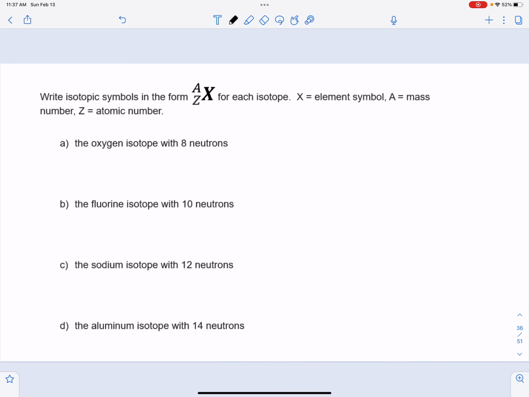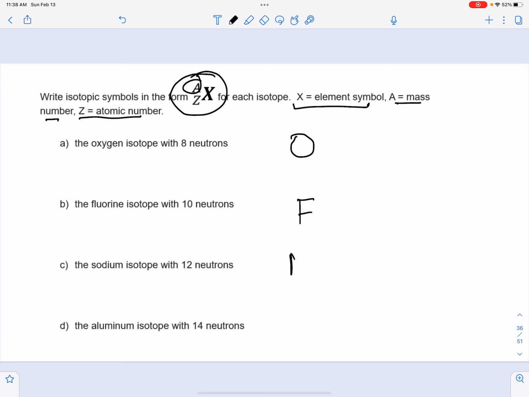What about something like this? Write the isotopic symbol. So we're going to write something like that for each element. Remember that X is the symbol from the periodic table. A is going to be the mass number, which is protons plus neutrons. And Z is the atomic number straight from the periodic table. So oxygen, symbol O. Fluorine, symbol F. Sodium, symbol Na. And aluminum, Al. And I know those from memory because I have done this so many times. It will happen to you soon, very soon.